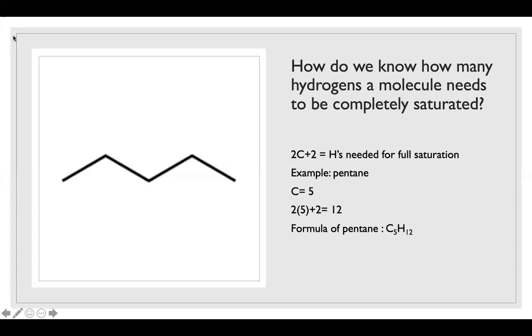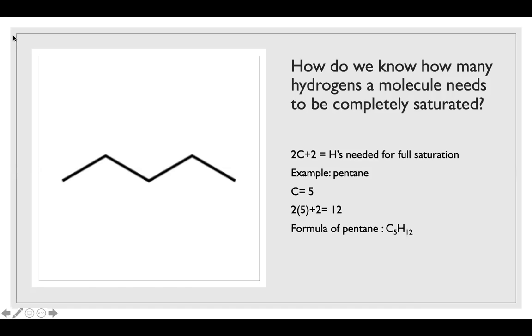The variable C in this equation is how many carbons are present. So if we look at pentane, for example, there are 5 carbons in pentane, so our variable C will be the number 5, and we will do 2 times 5, which is 10, plus 2, giving us 12, and this is how many hydrogens are needed for pentane to be completely saturated. If we also look at the formula, we have C5H12.